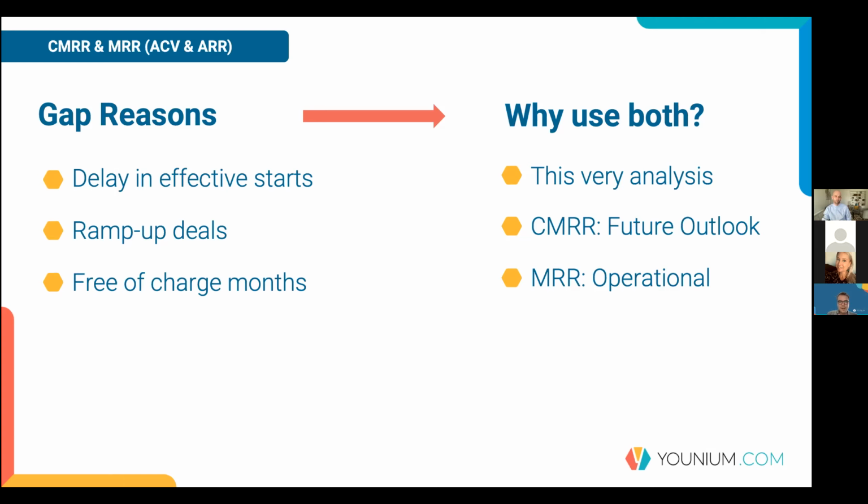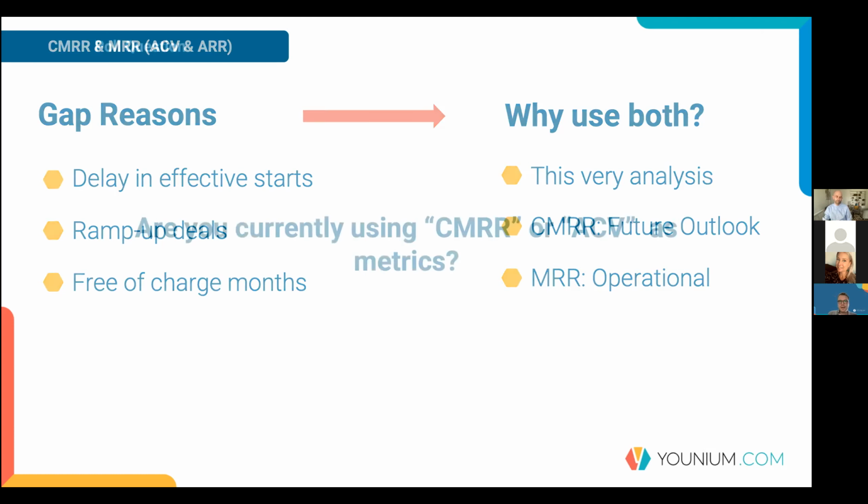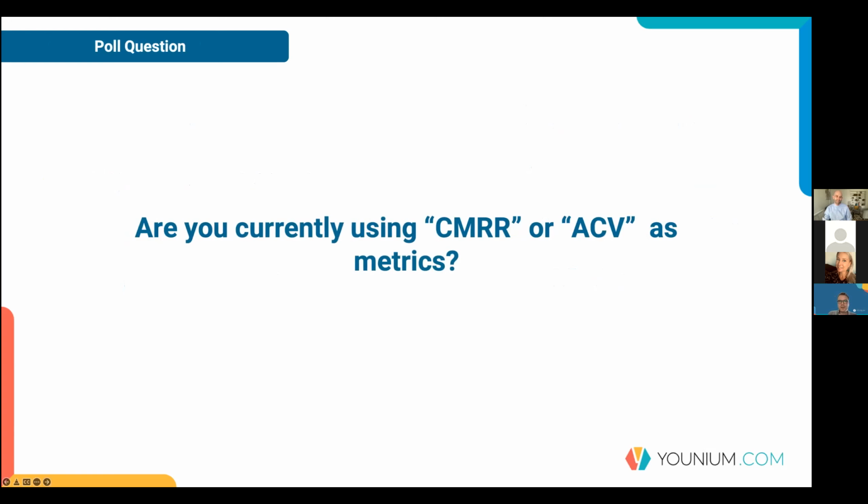So that's a little bit into CMRR and MRR, and you can think about the same things if you measure on an annual basis. The ACV is the annual equivalent of CMRR, and ARR is the annual equivalent of MRR. Okay, I think we have a poll here, right?